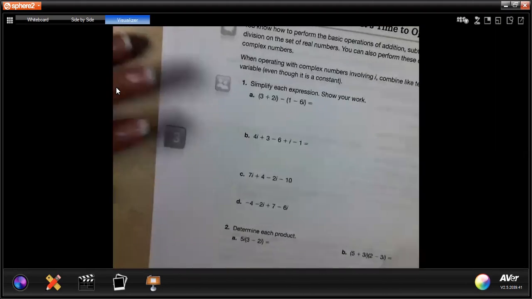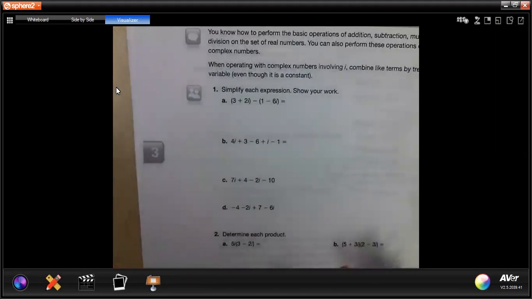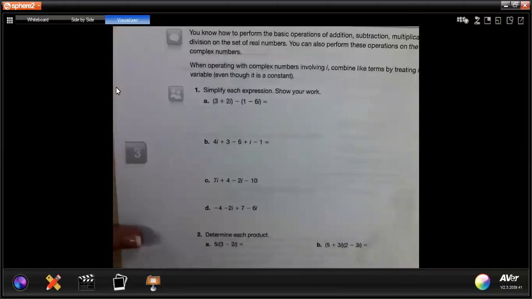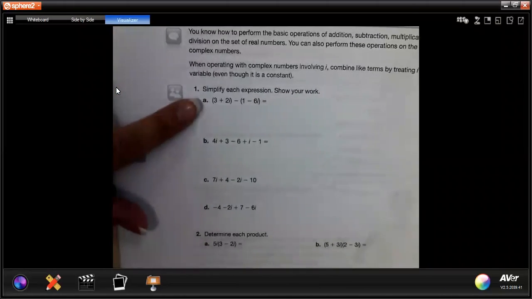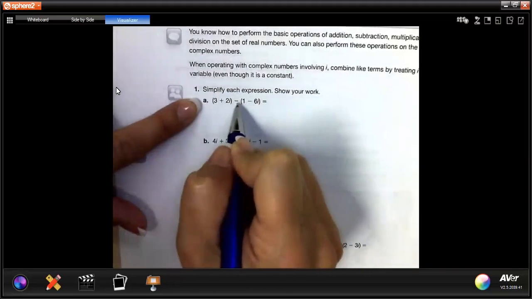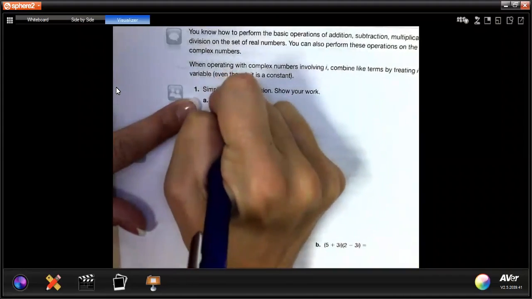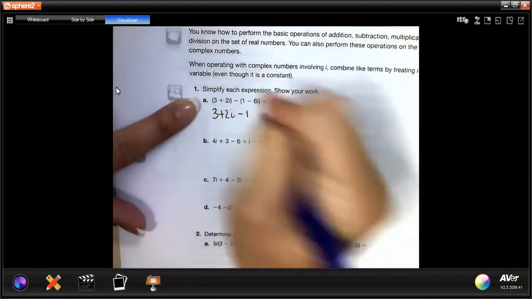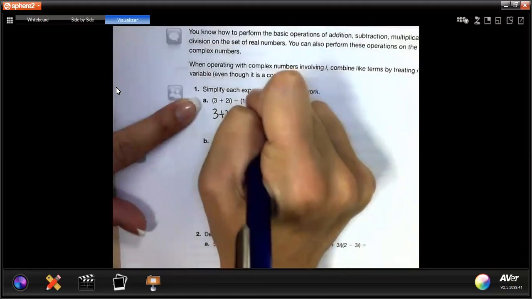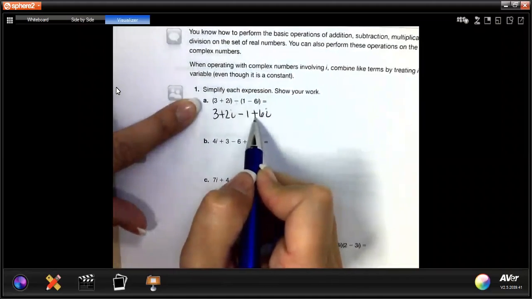All right, we're going to talk about simplifying these when we have them in the format like this. You can add, subtract, multiply, and divide complex numbers. Again, you treat them kind of like a variable. So when I am simplifying this, I have the parentheses here minus this parenthesis. Remember this minus, you have to distribute all the way through. That makes it the easiest possible. So we get 3 plus 2i minus 1 plus 6i. When you distribute that, negative times a negative gives you a positive.